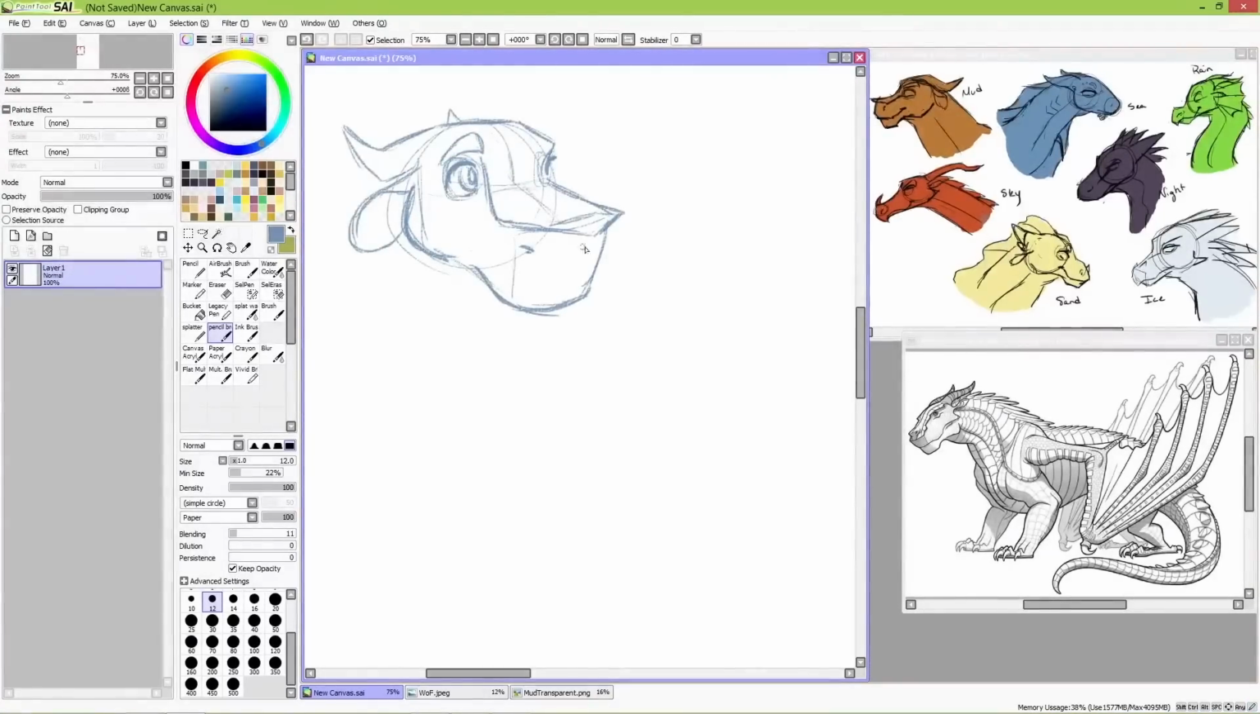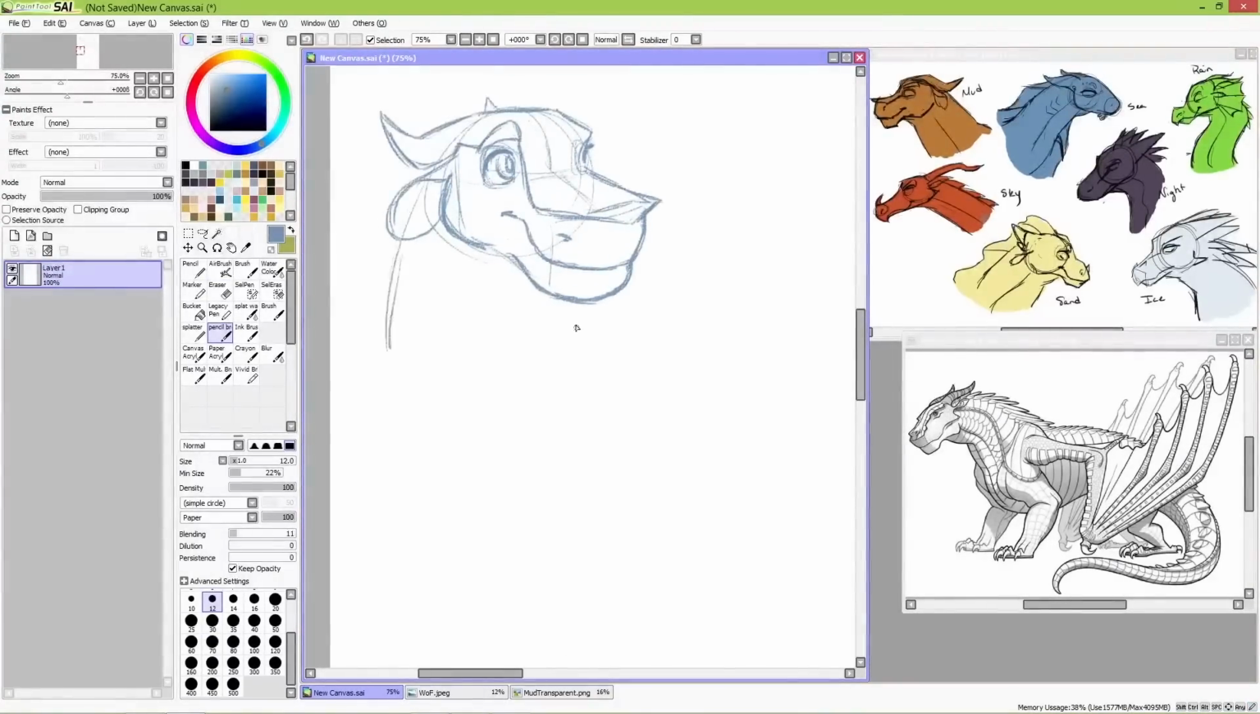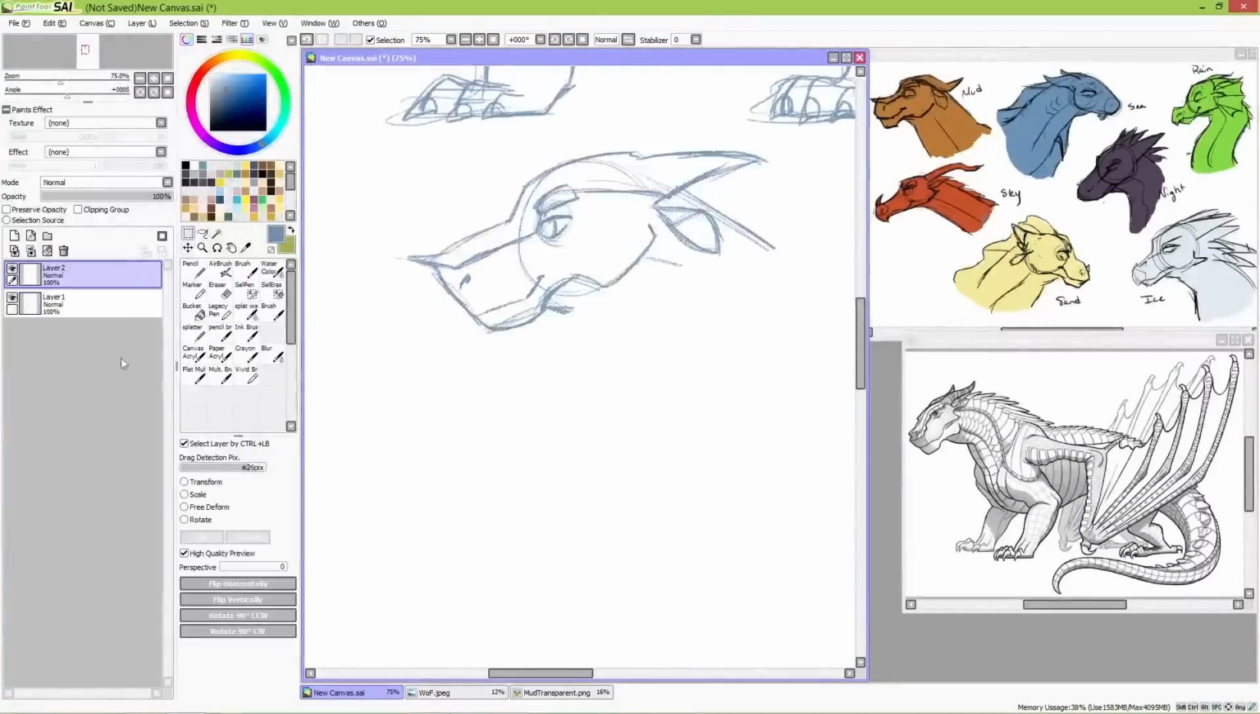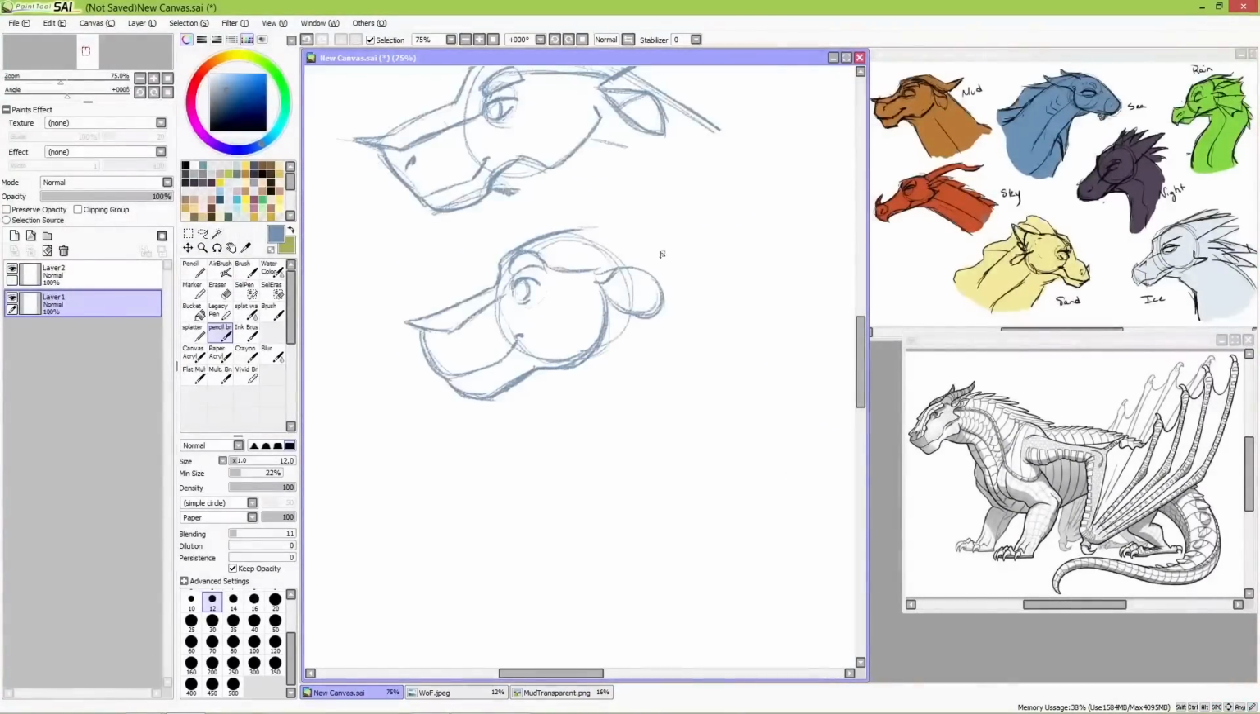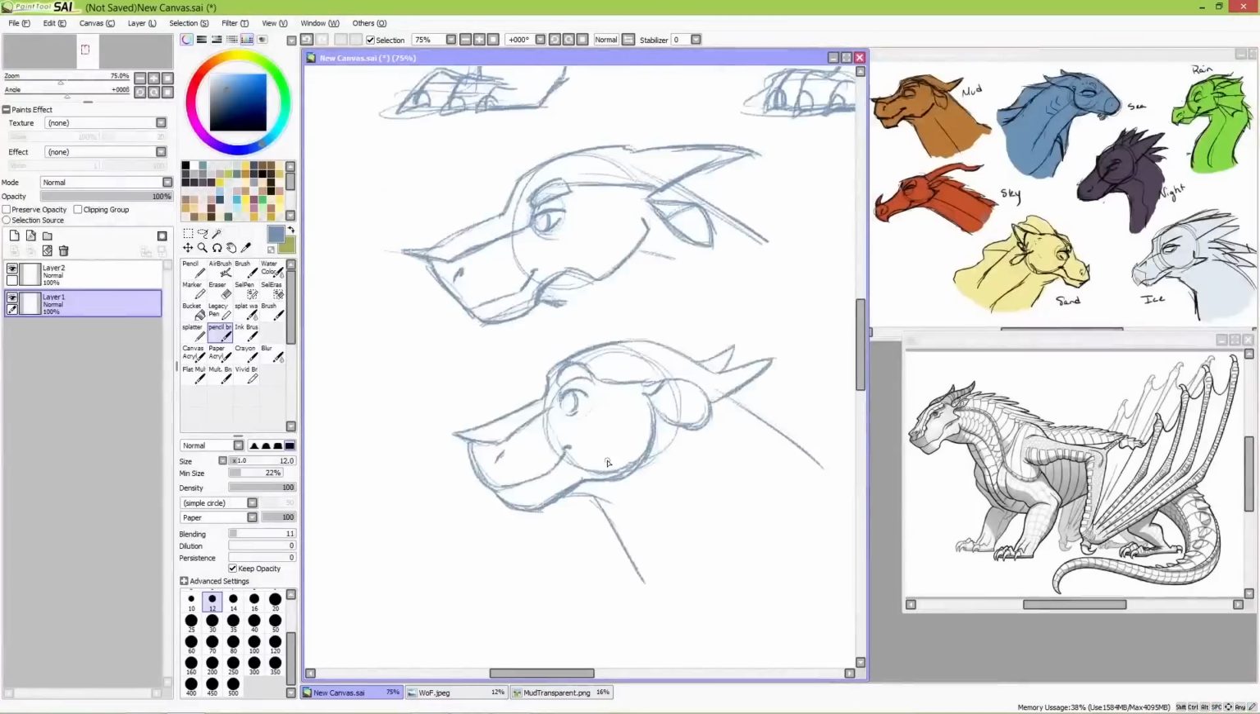Let's take everything we've practiced here and apply it to Clay. If the first drawing was a generic Mudwing, now we have to ask ourselves, what makes Clay different from other Mudwings? How will he stand out from other Mudwings?